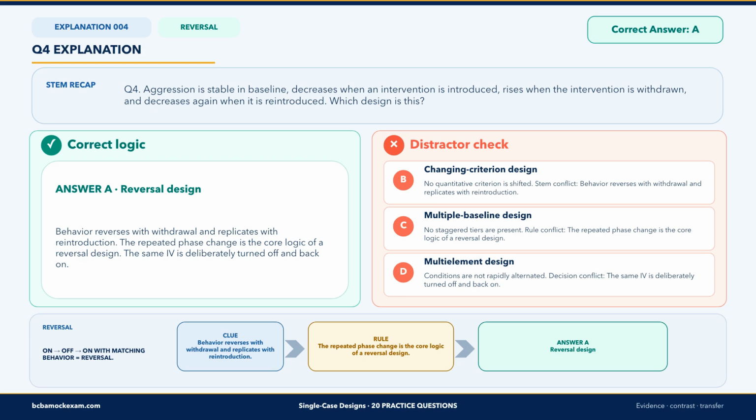First, read the opening alternative against the stem. Changing-criterion design. No quantitative criterion is shifted. From there, assess the next choice. Multiple baseline design. No staggered tiers are present. Finish by testing the final choice. Multi-element design. Conditions are not rapidly alternated. On to off to on with matching behavior means reversal.